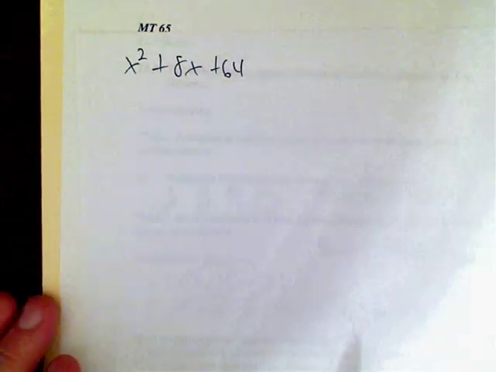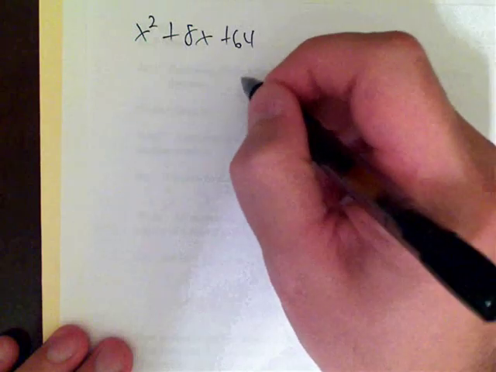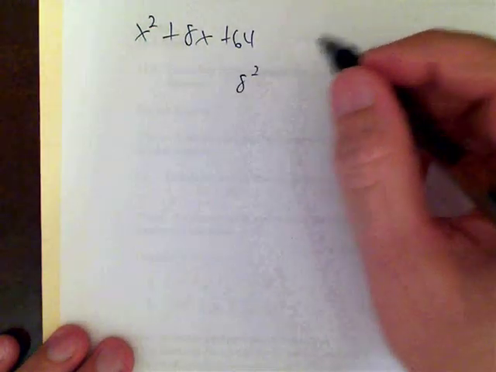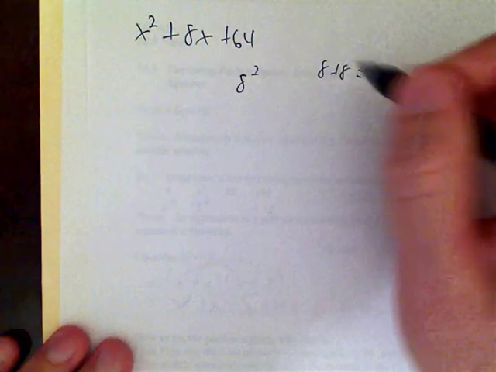This one is slightly different. Now, let's take a good look at it. 64 is the same thing as 8 squared. But if you take 8 plus 8, we don't get 8, we get 16. So it's not going to factor that way.